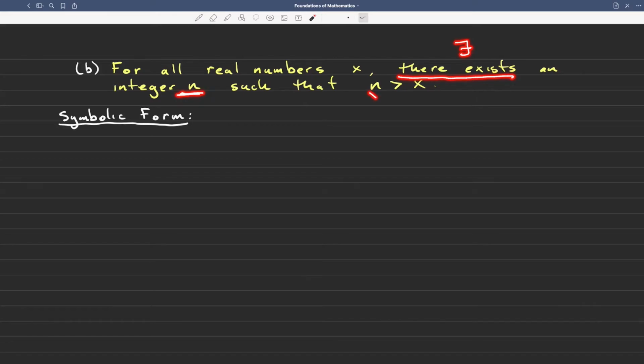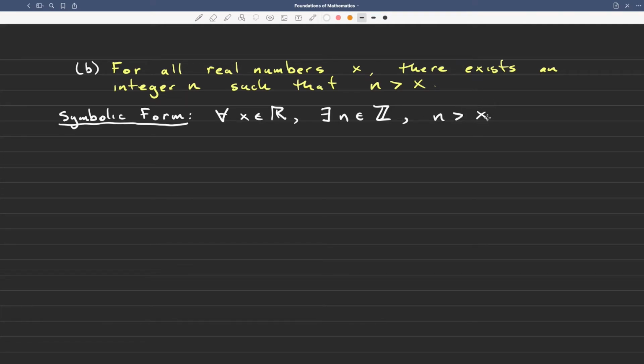And then over here, this part would be your p of x. Well, it's p of x and n, actually. It's a propositional function that depends on two variables. Okay, so the symbolic form here would be something like for all x, and those are real numbers, so in the reals, there exists an integer n, so backwards e, n in the integers, and there's our symbol for the integers, such that n is greater than x.